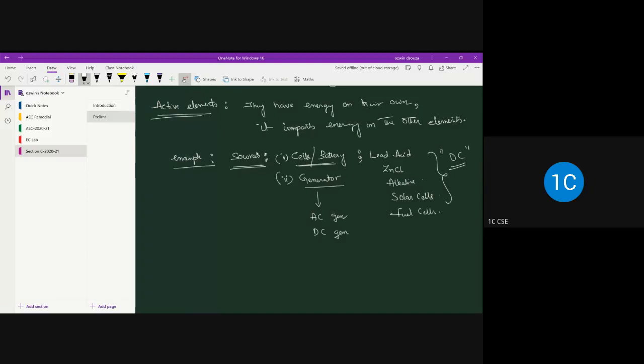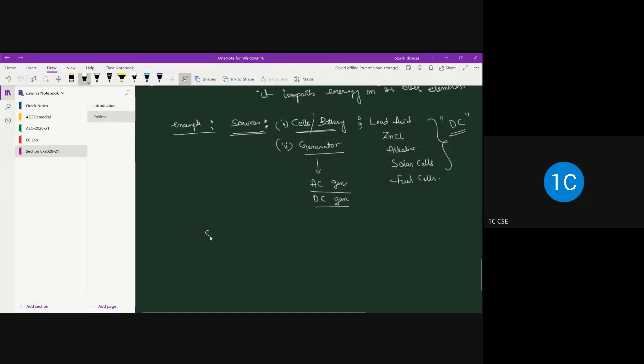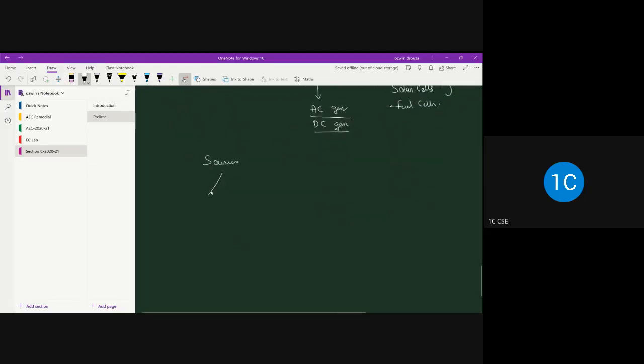So under sources, you had given me a couple of examples, right? In these examples, we had seen that you can have an AC source as well as a DC source. So that means these sources are broadly classified into two types: AC source and DC source. Sources are elements which possess energy on their own, and these sources are classified into two types: AC source and DC source.